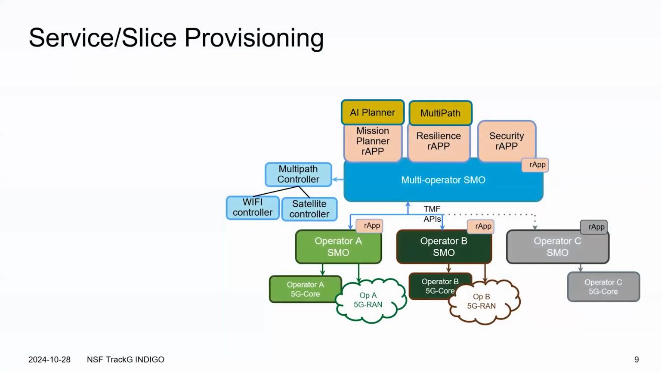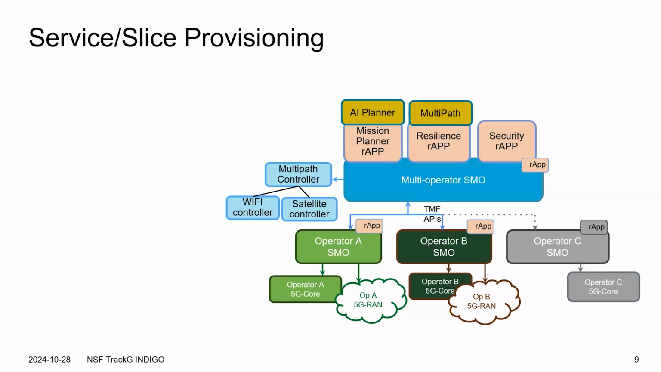So here you see the overall architecture of INDIGO. On top, we have the AI planner. That's basically the brain of all the efforts here. It communicates via mission rApps to the multi-operator SMO. And then the multi-operator SMO has connectivity to different simulated operators, SMOs, and their simulated networks.